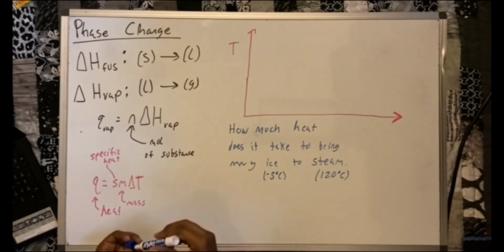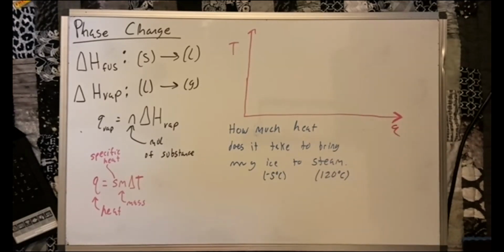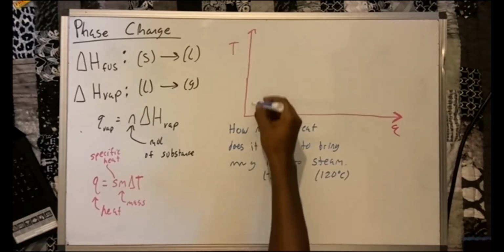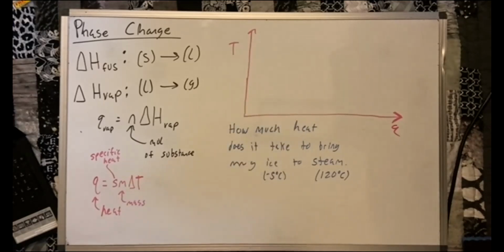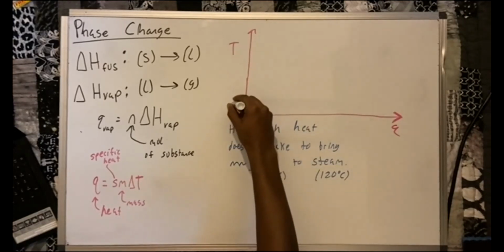Okay, we can make this. This will be the heat that we added. So this is heat, this is Q. All right, so we would start, I'll do it different. Where's my markers? We start down here. It's our starting point, -5.